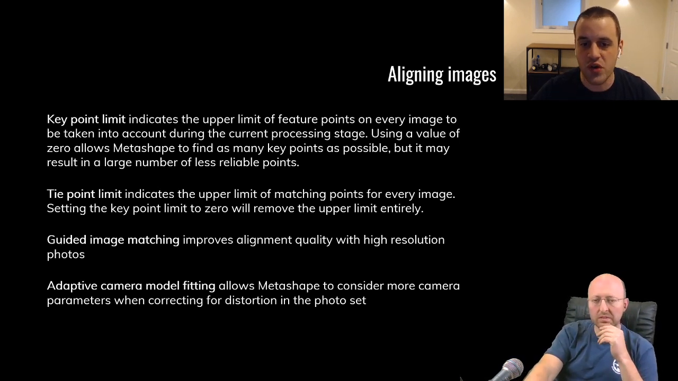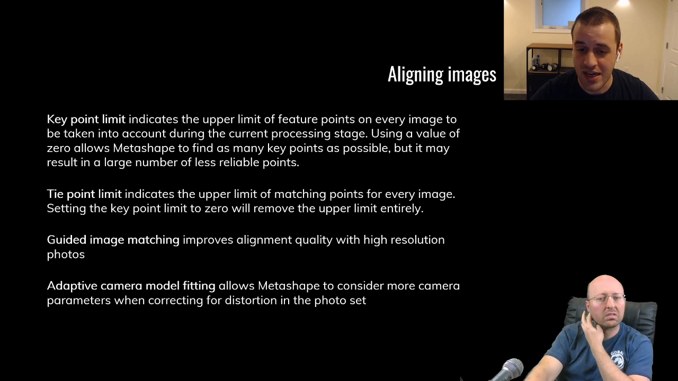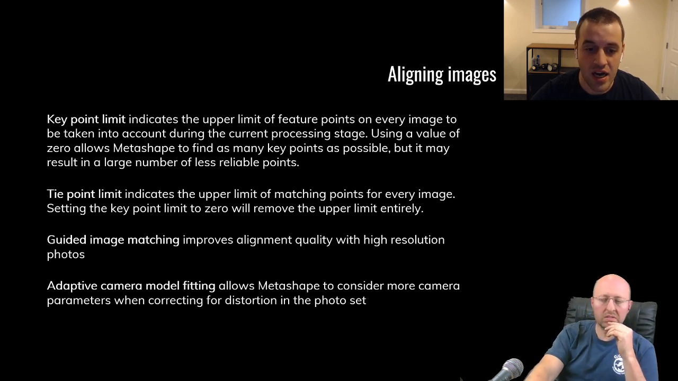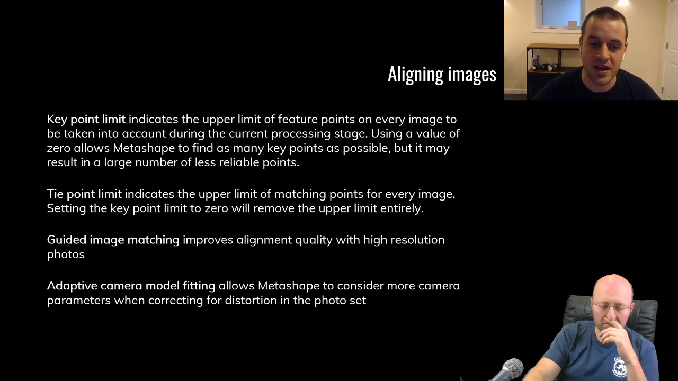So again, a quick overview of the settings that I would recommend for your first model. Keep your accuracy on medium. Check generic preselection. Leave reference preselection unchecked. Keep your key point limit at 40,000 and tie point limit at 4,000. Keep apply masks to set to none if that's an option. Uncheck guided image matching unless you're using a high-end camera, and check adaptive camera model fitting. Go ahead and do a once over on these settings before you hit OK, because your computer is going to be processing for a couple of minutes or maybe a couple of hours, depending on the hardware that you have available to you.